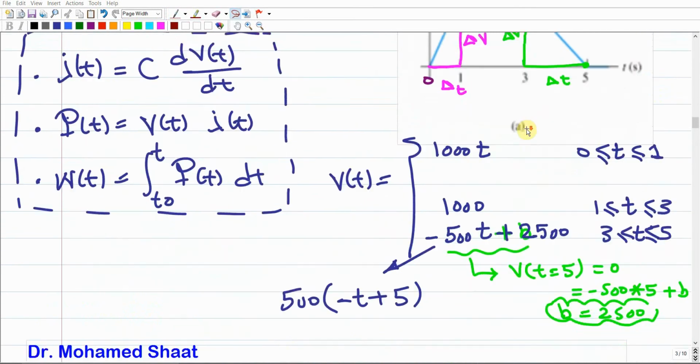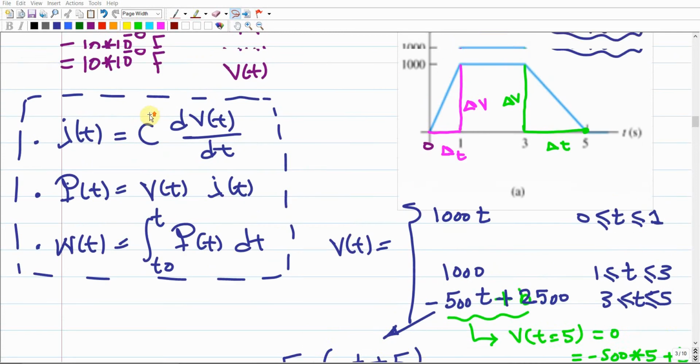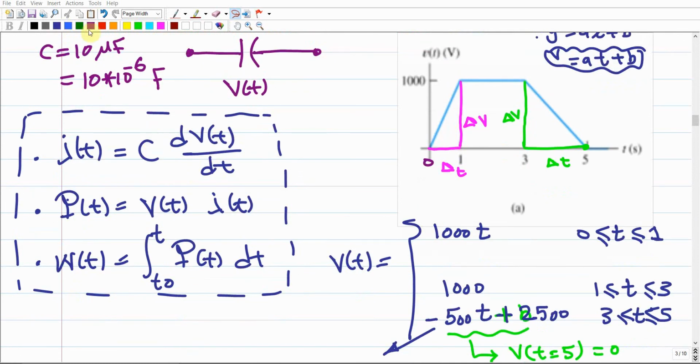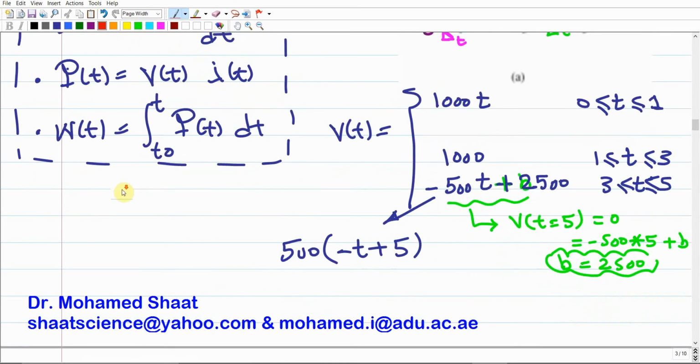All right, so now let us move to the current. Once we found the V of t, we have to find the current, the power, and the energy. The current function should be C times the derivative, and C we got as 10 times 10 to the negative 6, so it gives 10 to the power negative 5 farad. We have to do the derivative for the voltage function first to come up with the current. Then if we multiply the current times the volt, this is going to give us the power. Then if we do the integration of the power over time, this is going to give us the energy function, and this is what we're going to do.